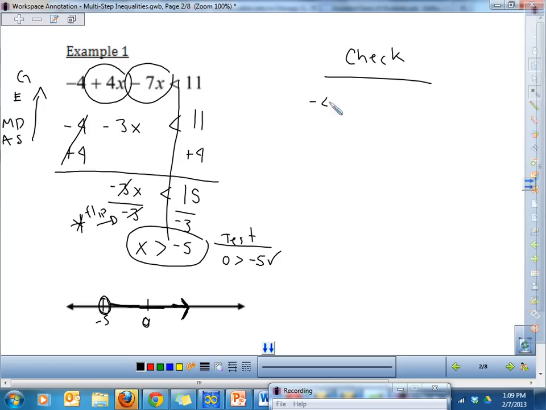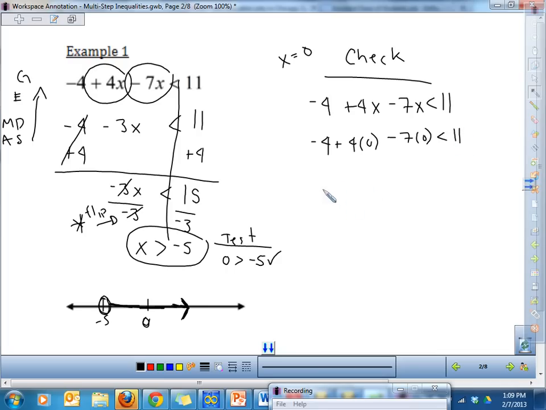Just like any equation, we're going to start with the original equation. So I'm going to bring the original inequality over to the right. And I'm going to pick a value of x that is in my shaded area. So any number to the right. Since we have a 0 labeled, let's just use 0. And we're going to see if this is true. So I'm going to substitute in 0 for every x. So negative 4 plus 4 times 0 minus 7 times 0 is less than 11.